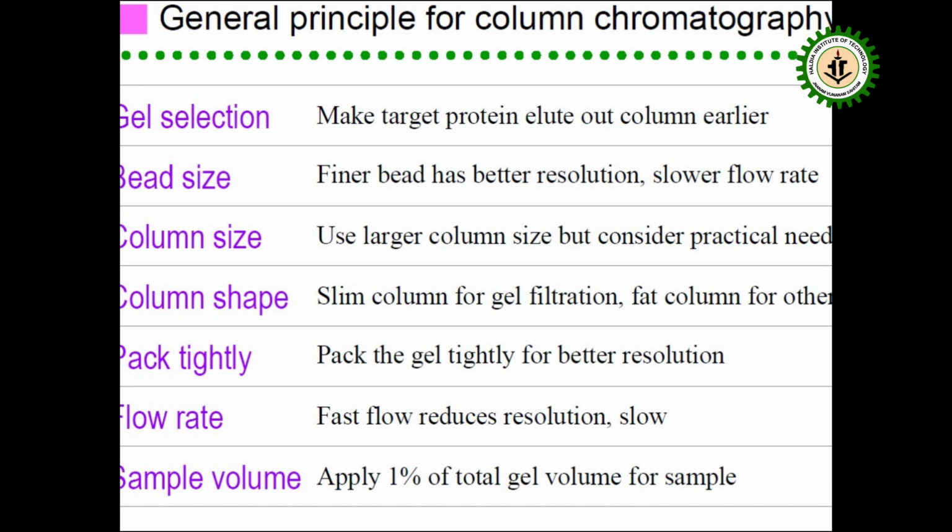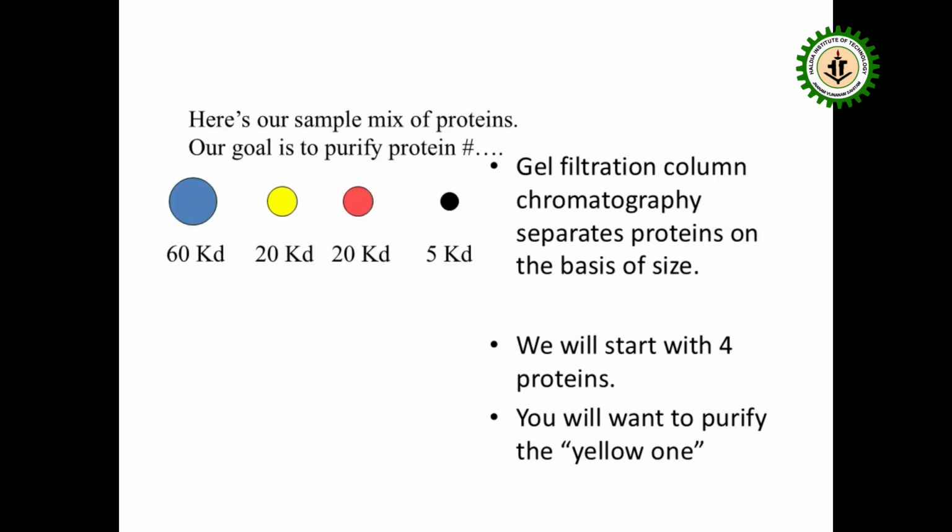Pack the gel tightly for better resolution. Flow rate: fast flow reduces resolution. A slow flow rate is considered for gel filtration chromatography. And sample volume should be less than 1% to 2% of the total gel volume of the gel filtration media. Here is our sample mix of proteins.